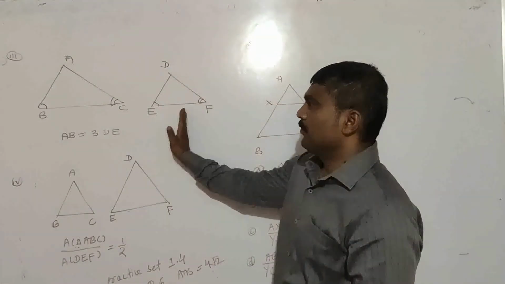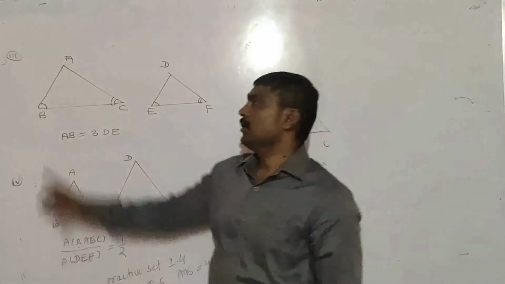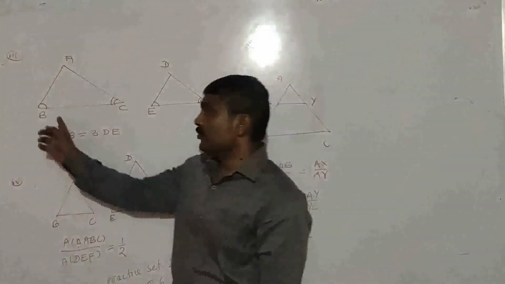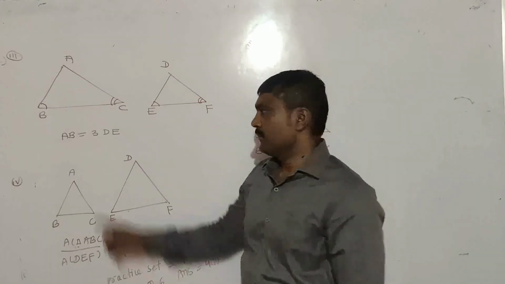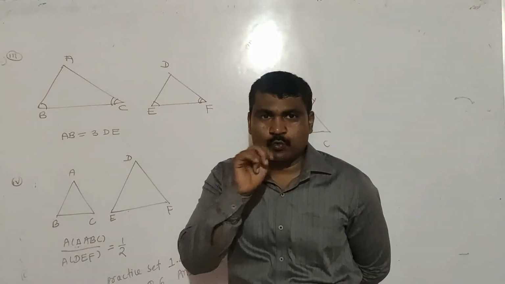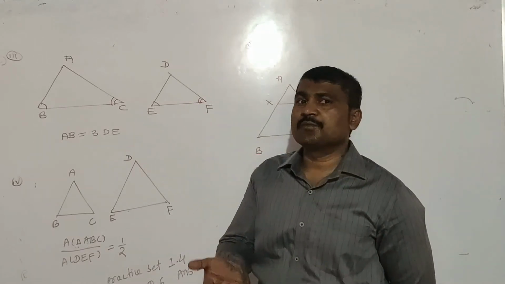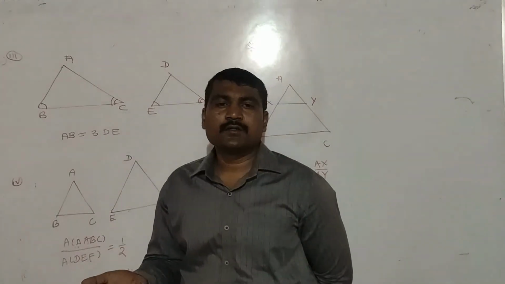Okay. Now see question number 3. In question number 3, what is given here? Two triangle ABC and DEF is given there. What is also given there? Angle B and angle E, one pair is same. Angle C and angle F, another pair is same. So as two pairs are same, that means by which test? By AA test of similarity, we can show these two triangles are similar triangle.